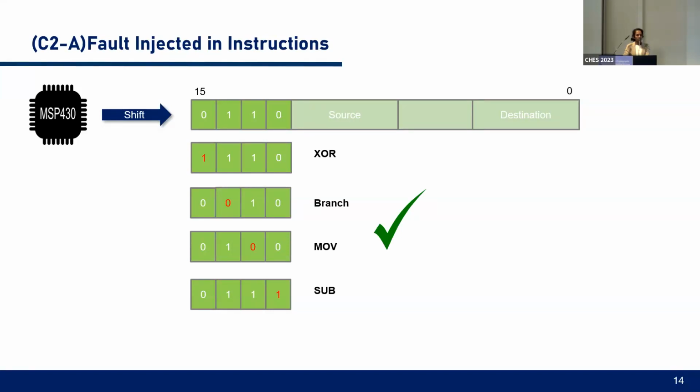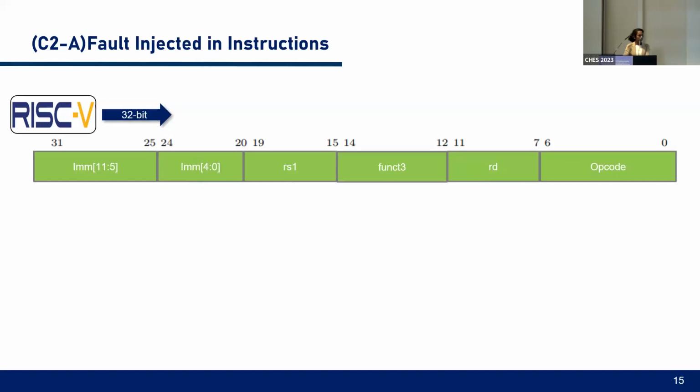And these opcodes are valid opcodes. So it may not result in an invalid case because of the tight encoding of MSP 430. If I consider a second architecture, say the RISC-V architecture, the operation depends on 2 fields: either the function 3 field or the opcode field. So if I want to inject a fault in the opcode field, I can inject a fault in any of these bits.